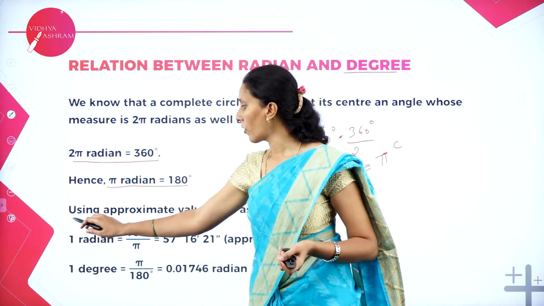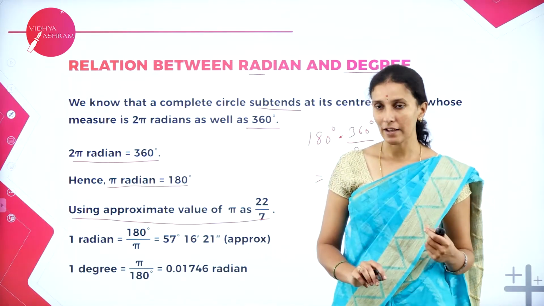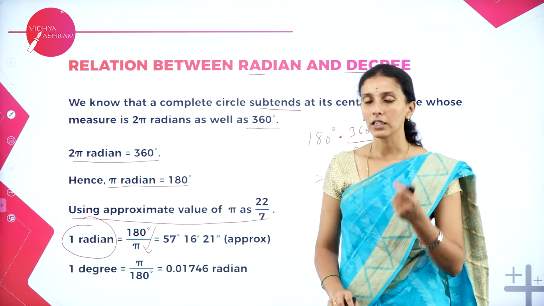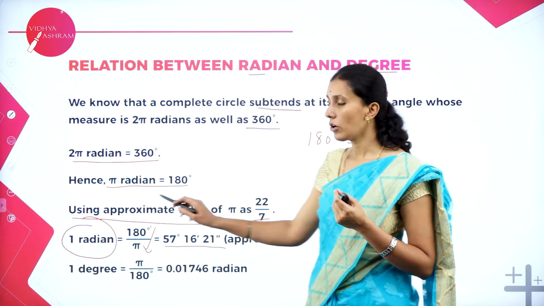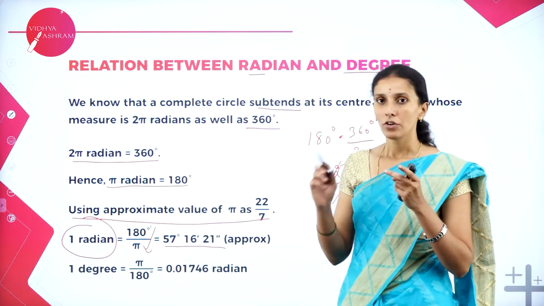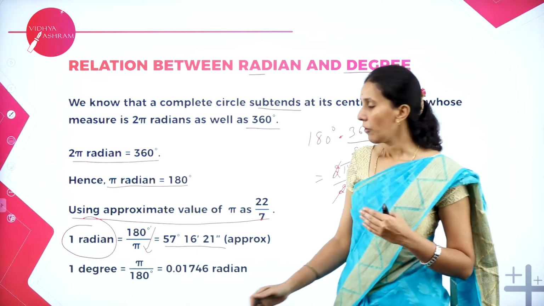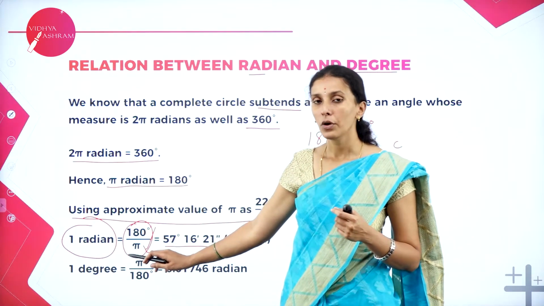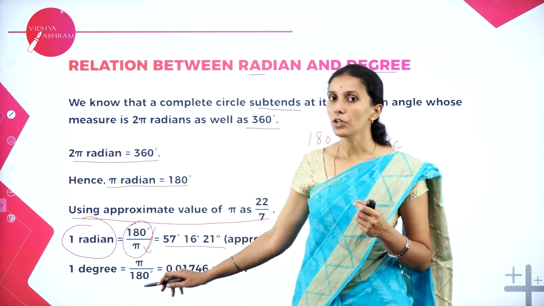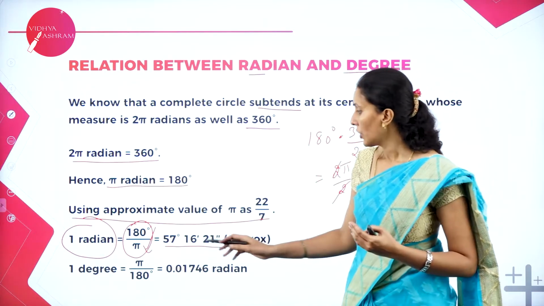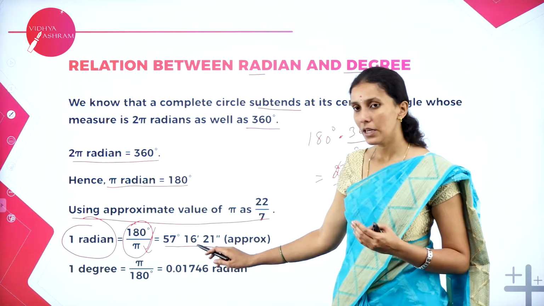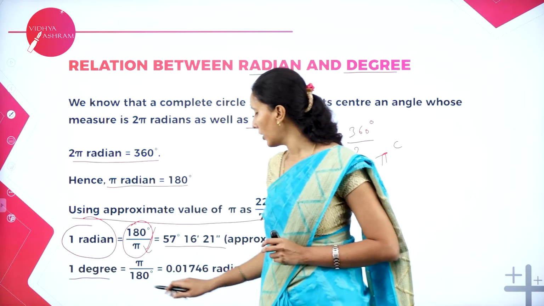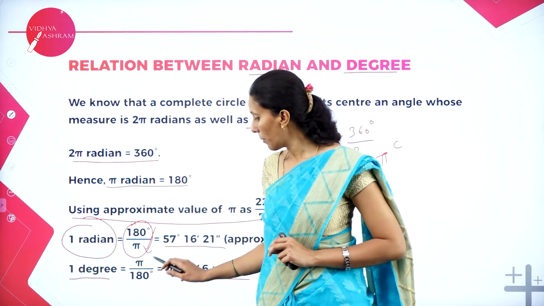Next, using the approximate value of 22 by 7, 1 radian can be taken as 180 by pi. If you want the measurement in terms of degrees, you are converting the radian in terms of degrees. So when you are converting radian in terms of degrees, you have to multiply by 180 by pi. So 1 radian is nothing but 180 degrees divided by pi. When you substitute the value of pi as 22 by 7, you will get 57 degrees, 16 minutes, 21 seconds approximately.